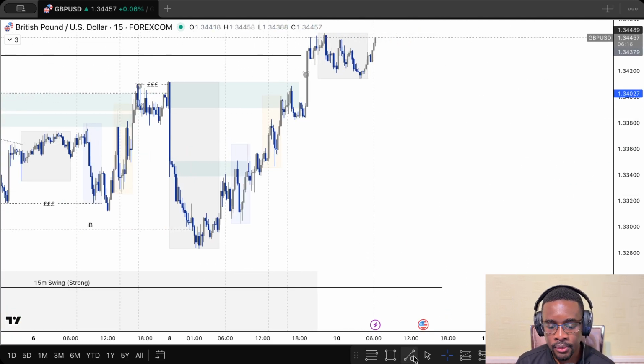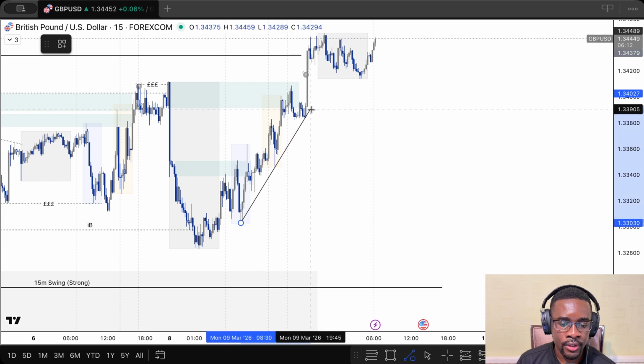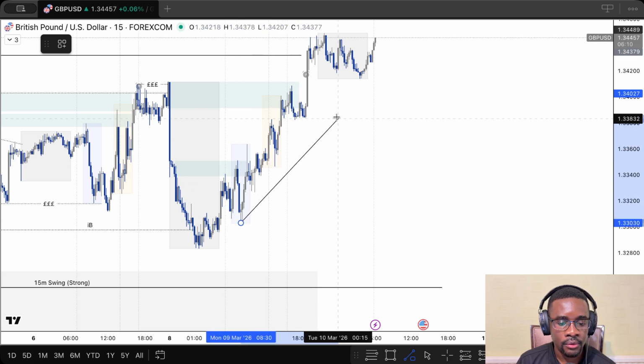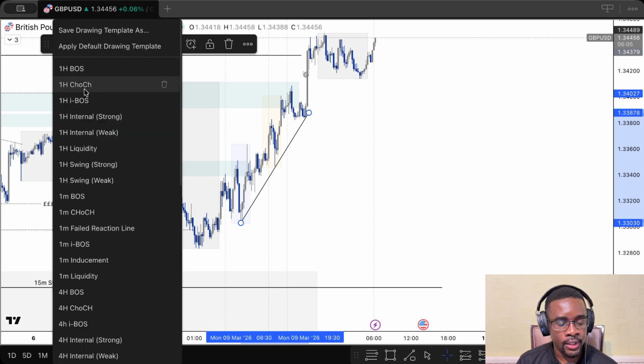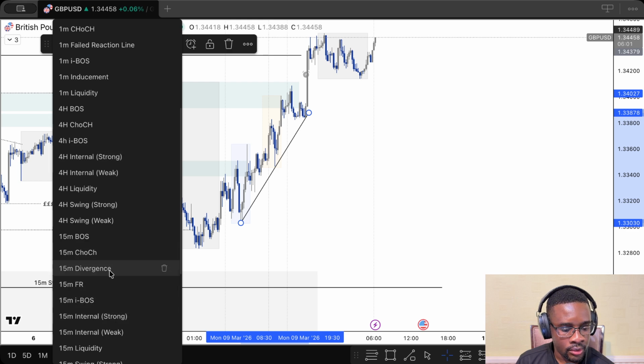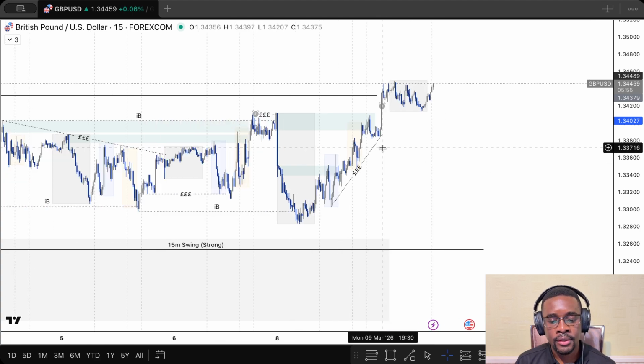Now on the flip side, I can also see that we do have this trend line. This trend line is liquidity that also could be taken. That also could be targeted.